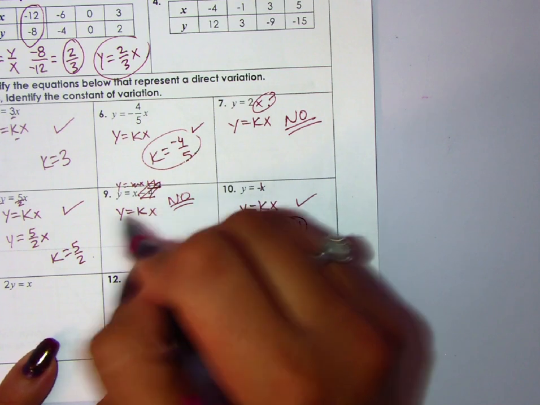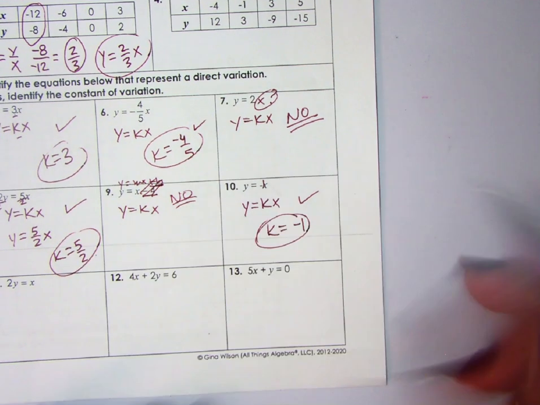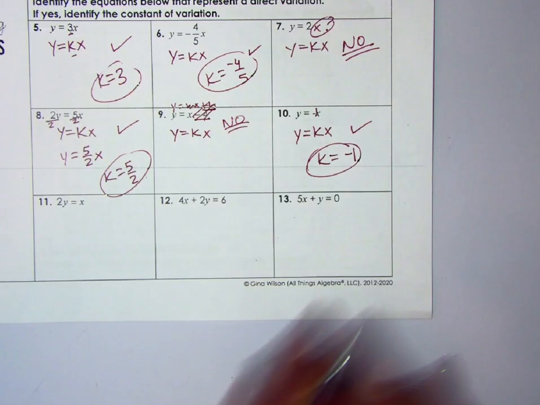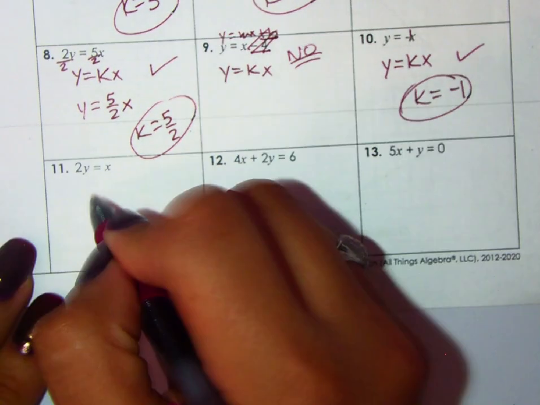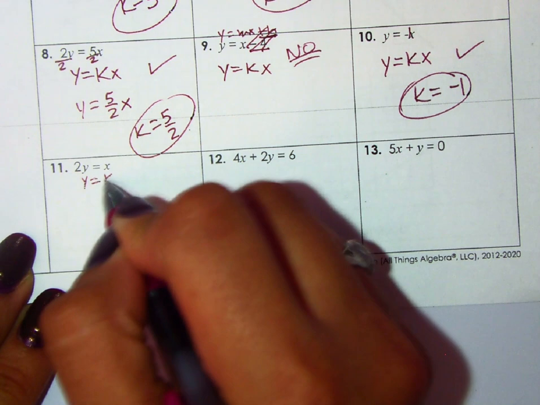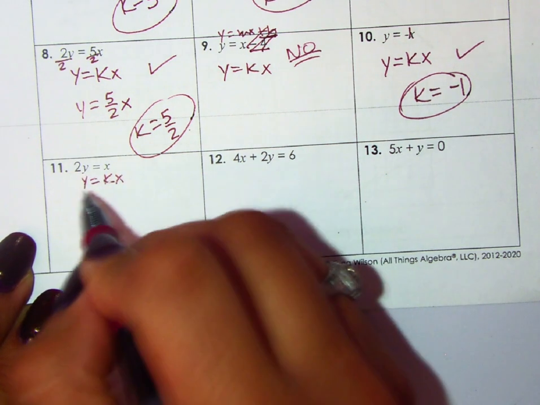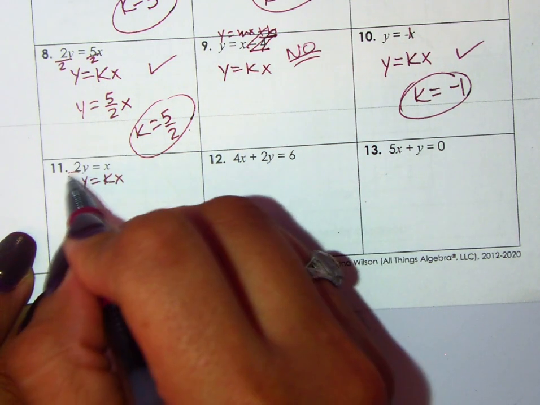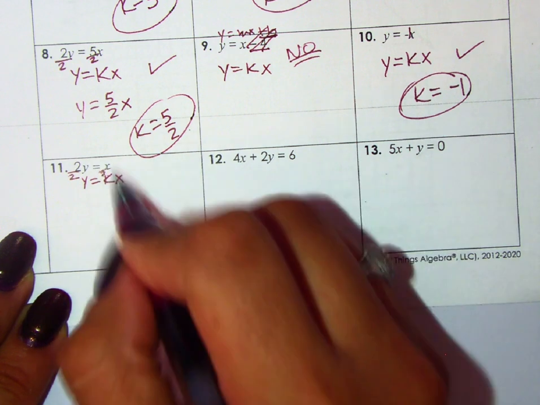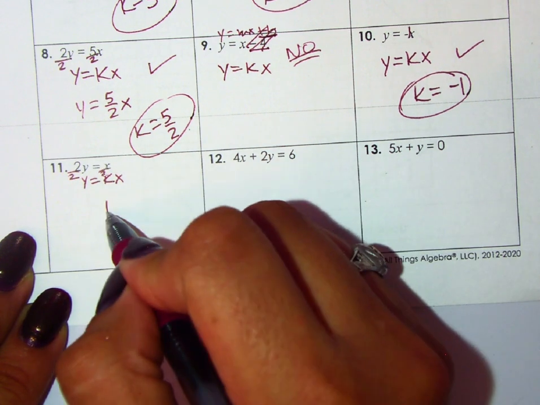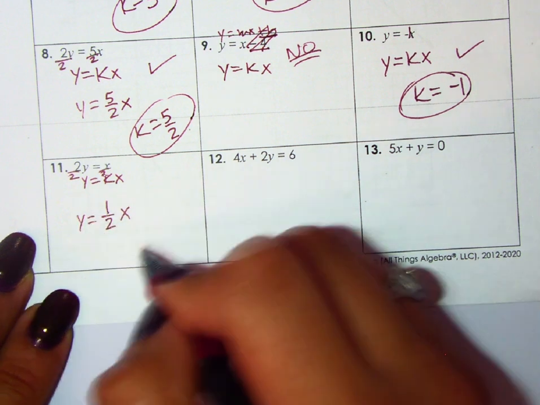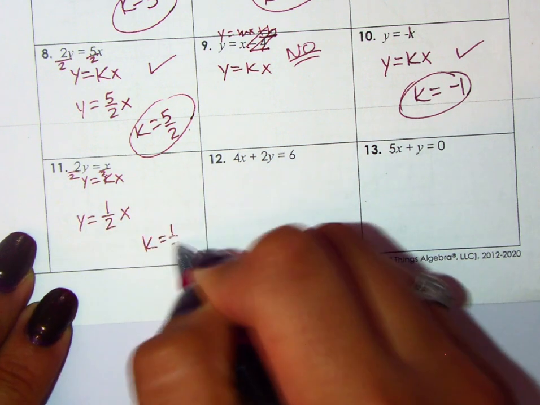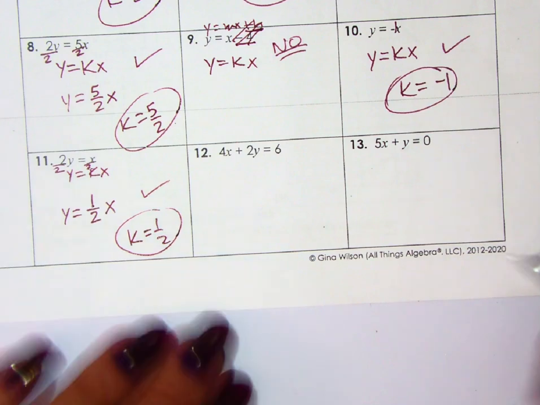All right, so now let's look at this bottom one. The bottom ones were a little bit more difficult since they were also not in y equals. If we write y equals kx, this 2 shouldn't be there. So once again, we're going to divide by 2, divide by 2. And if you have the x by itself, that's a 1 divided by 2. So k equals 1/2, and this is a direct variation.